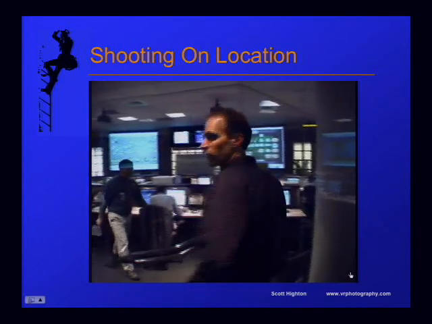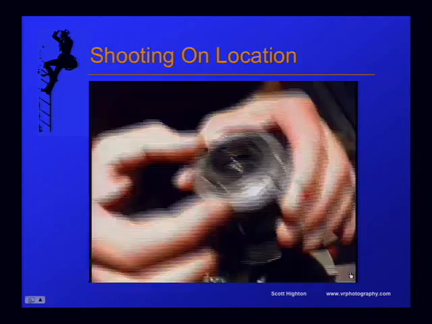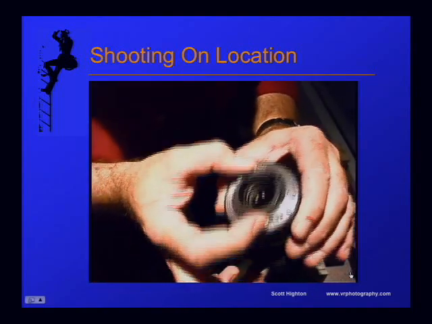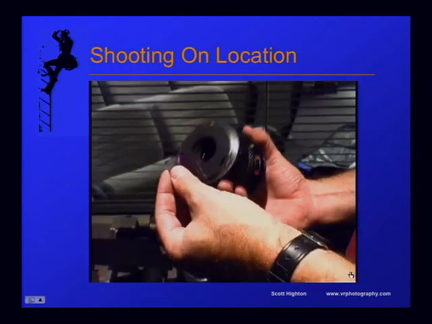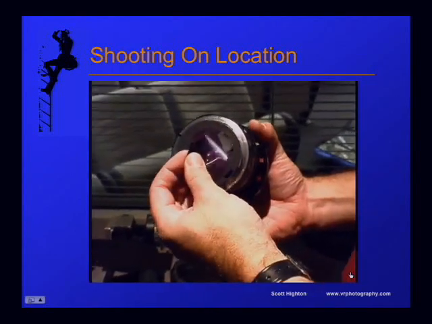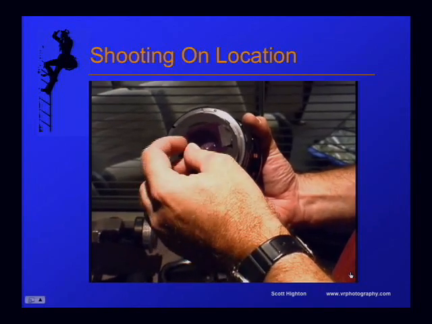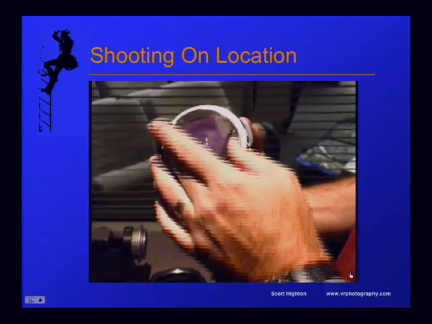There's a Pentax 67, a 35mm fisheye. Some lenses will actually have a filter holder in the back. This one doesn't, so we'll just have to tape it on. But we'll put a magenta gel on the back of the lens to color correct for the fluorescent lights.